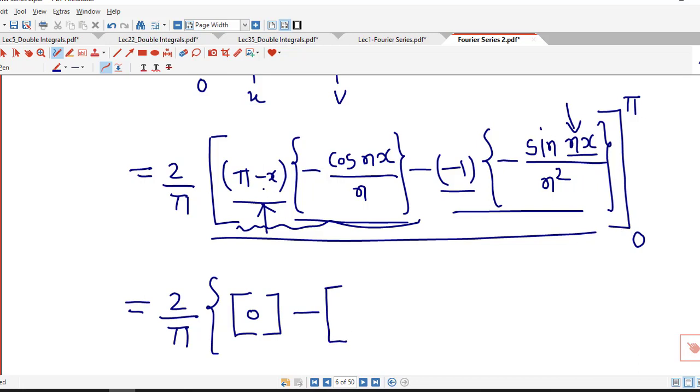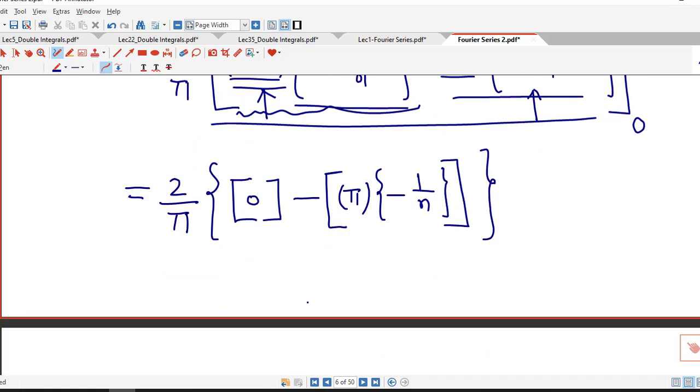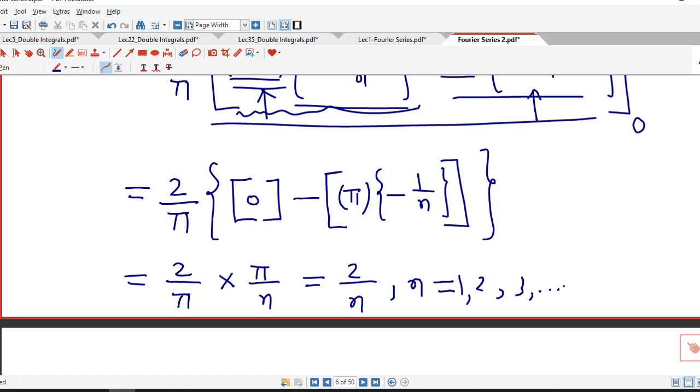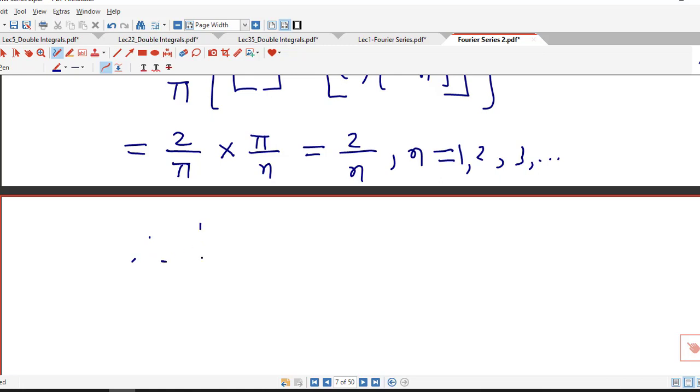Now we put x equal to 0. So when x is 0, here we have pi minus 0, and cos 0 is 1, so here we have minus 1 by n, and here sin 0 will be 0, so this is the only contribution from x equal to 0. So this we can rearrange, here negative negative positive, so we have pi divided by n. So Fourier coefficients Bn are 2 by n, so therefore Bn equal to 2 divided by n, n equal to 1, 2, 3 and so on.